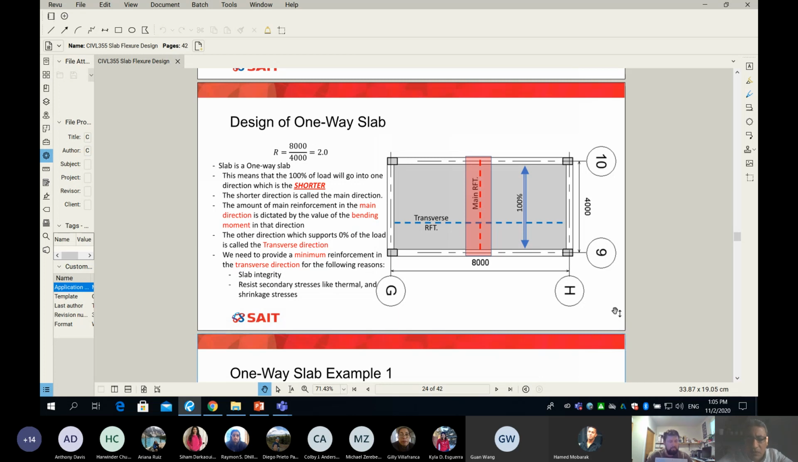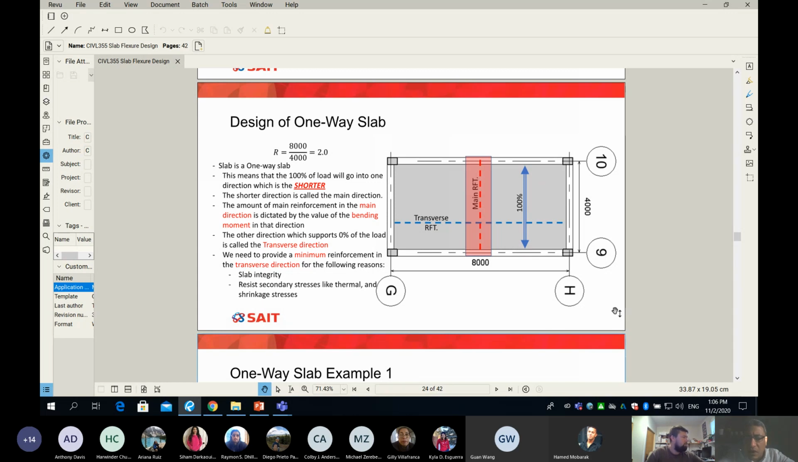Remember, when we say one-way slab, please don't forget, it is the shorter, the stronger, where 100% of the load goes, as indicated on my screen. And what do we call this direction? We call it principal. So the 4 meter direction, call it principal or main. We say, okay, this direction is shorter compared to the other direction. It is stiffer, stronger, and will carry 100% of the load.